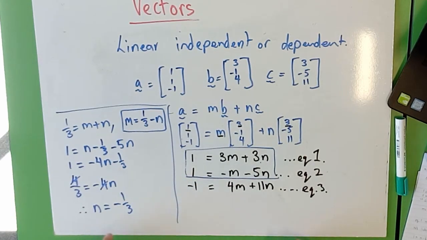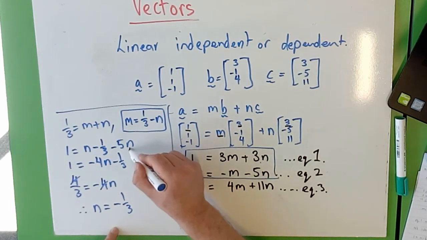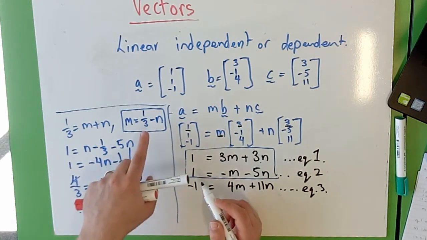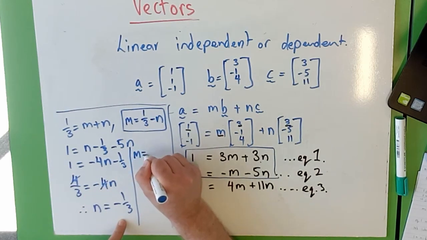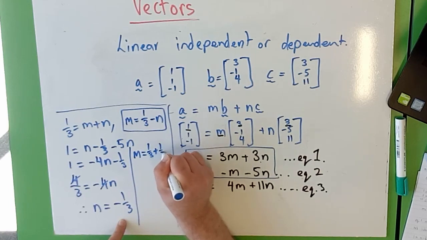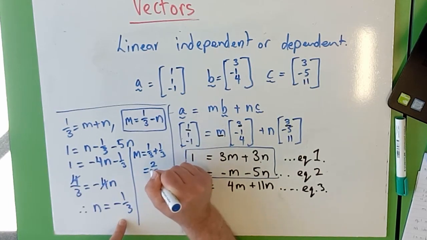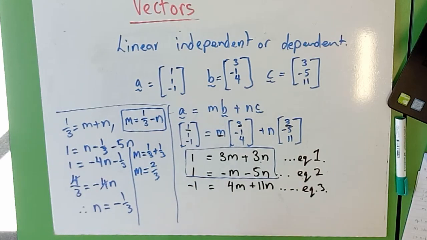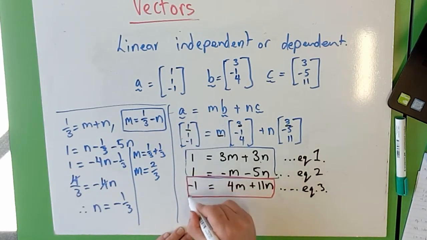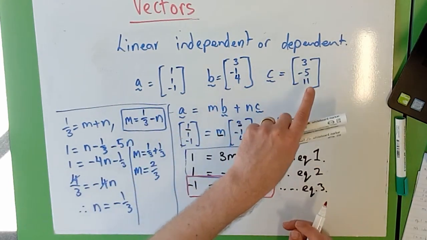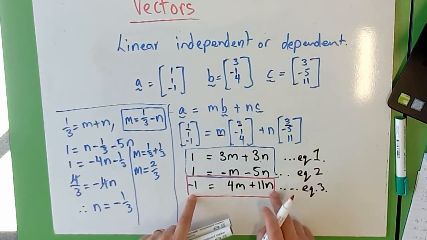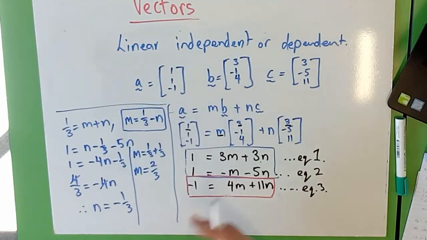Now if N equals negative 1/3, what does M equal? I've got 1/3 minus negative 1/3. A minus a minus is a plus, so M equals 1/3 plus another 1/3, which is 2/3. So there I've got my values for M and N. But I just have to make sure that it satisfies the last equation. If both of these solutions satisfy it, then we've got linearly dependent. If it doesn't work with this equation, then these are independent.